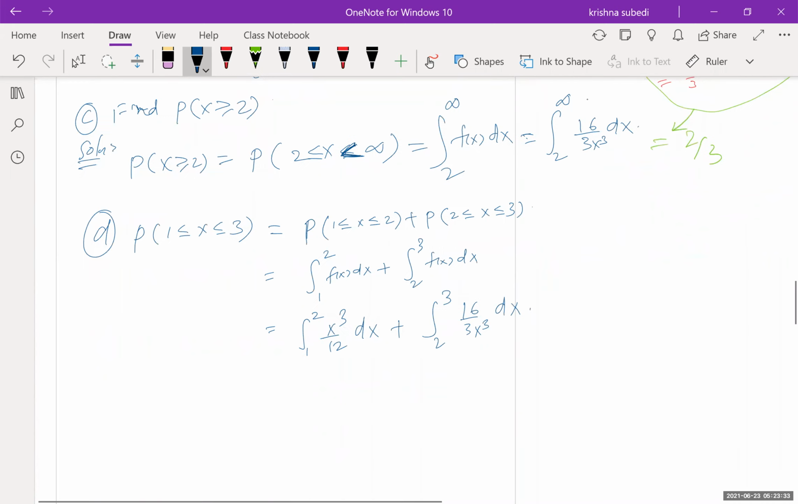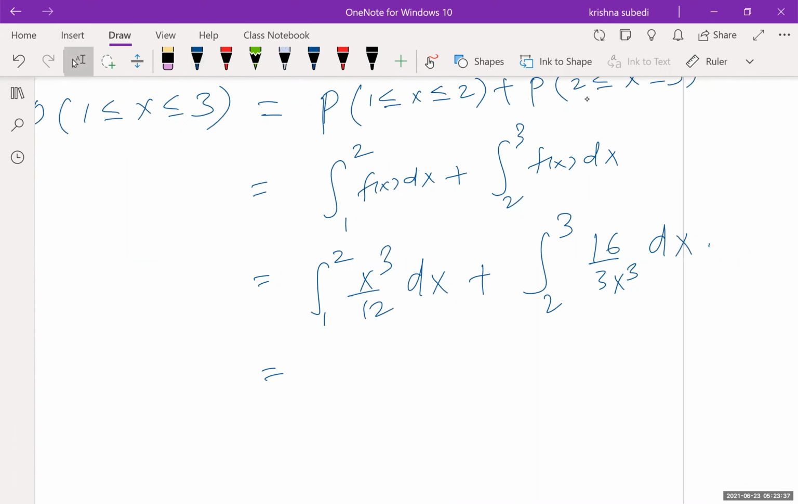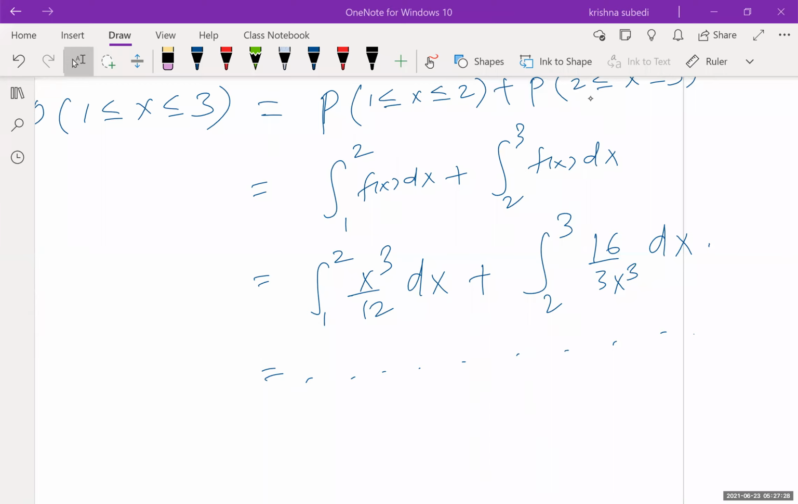And now this is a piece of cake for you. I trust that everybody will be able to evaluate this integral. I leave it to you and let me know what your answer is later, okay? Take a few minutes and try to complete it right now.